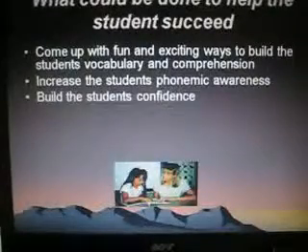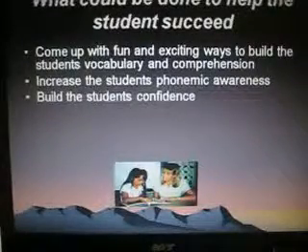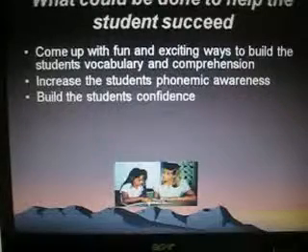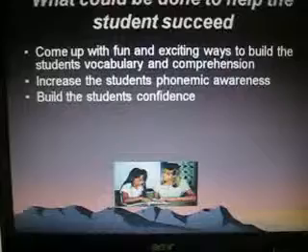What could be done to help the student succeed? Come up with fun and exciting ways to build the student's vocabulary and comprehension, increase the student's phonemic awareness, and build the student's confidence.